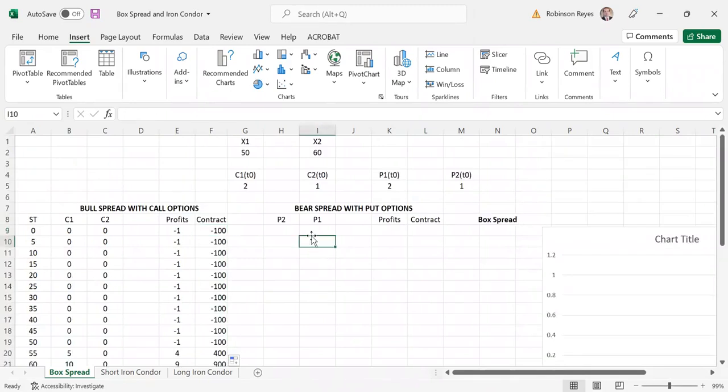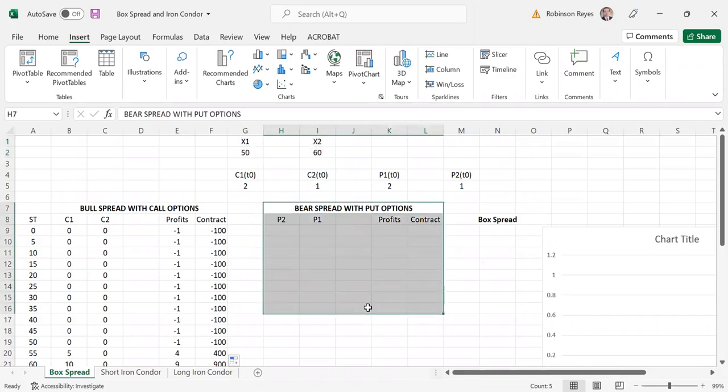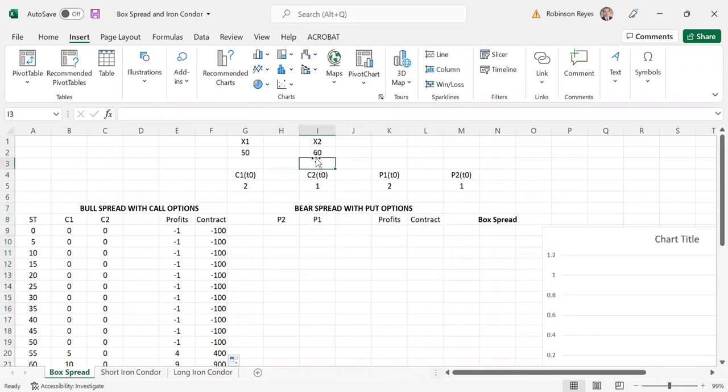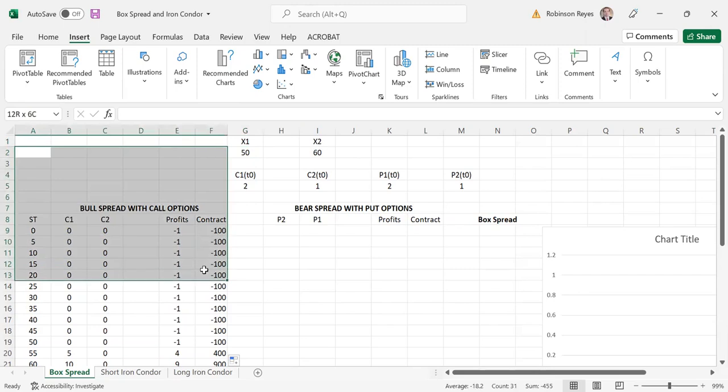Then we form a bear spread. One interesting feature when forming the box spread is that we only use two strikes. The two strikes, X1 and X2, are the same for call options and for put options. So with the bear spread with put options, we will buy the put option with the high strike and sell the put option with the low strike. The high strike is X2, the same high strike we used in the bull spread, and the low strike is X1, the same low strike we used in the bull spread.